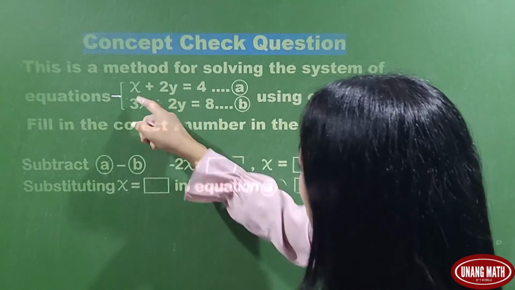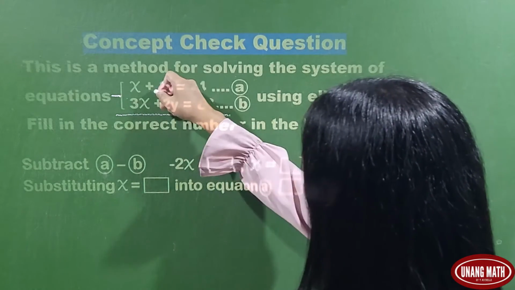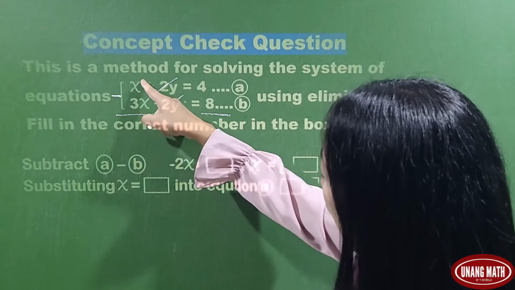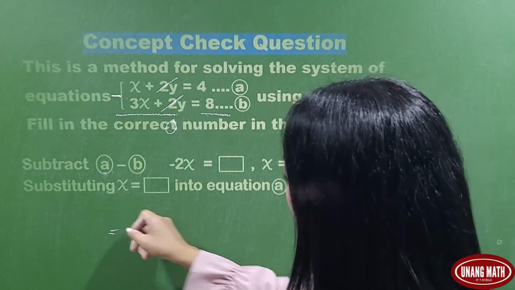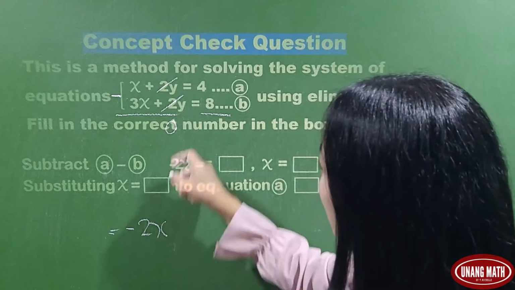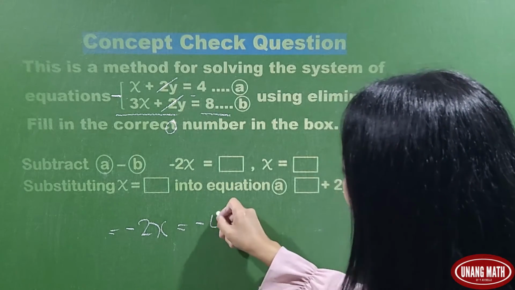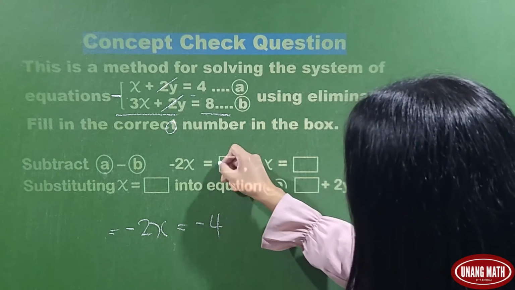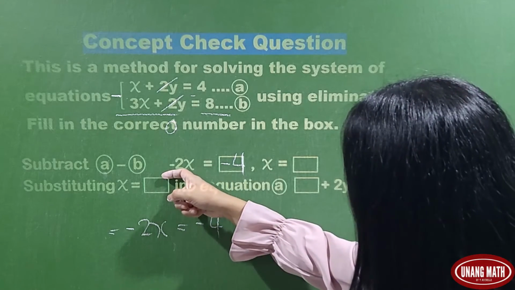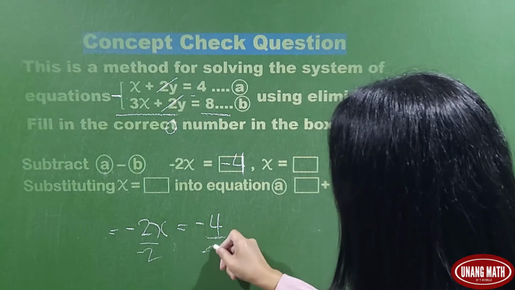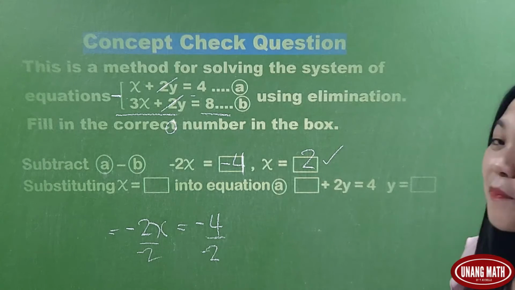So we will subtract. If we subtract, then 2y minus 2y becomes 0. And we have x minus 3x, which is equal to negative 2x. And 4 minus 8 is equal to negative 4. So negative 2x is equal to negative 4. To find the value of x, we just need to divide both sides by negative 2. So x is positive 2.